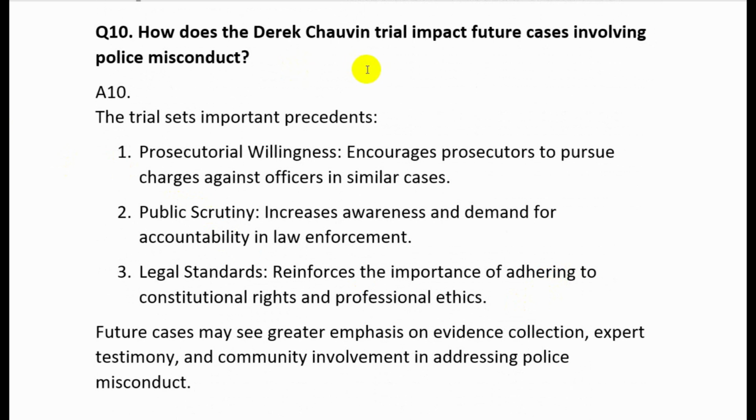Next, how does the Derek Chauvin trial impact future cases involving police misconduct? The trial sets important precedents. First is prosecutorial willingness. It encourages prosecutors to pursue charges against officers in similar cases. That is, the state itself is prosecuting its officers. So that willingness has to be there. Normally, it does not happen. Public scrutiny increases awareness and demand for accountability in law enforcement.